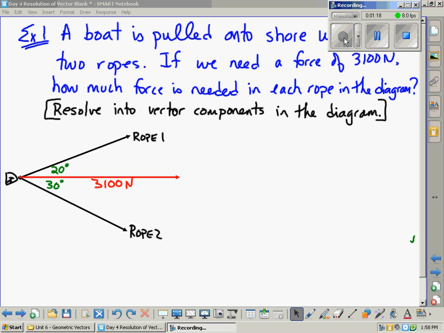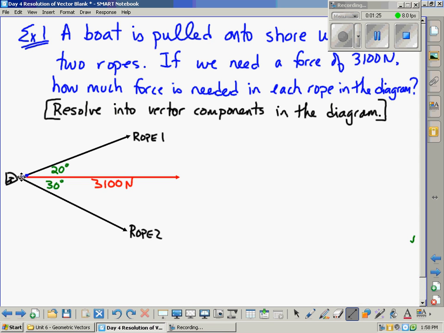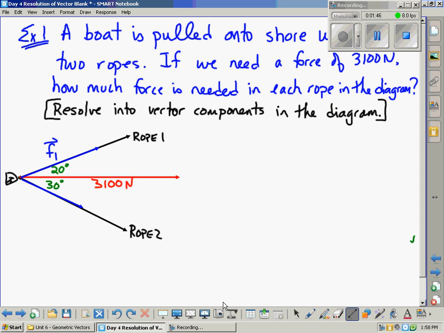So let's try and imagine what these vectors would look like. So I'm going to grab my blue vector here, and I know that there is going to be some vector in this direction, sort of like the vector that I drew before. So I'm just going to guess that it's about that long, and I'll call that F1. Then we're going to add a second vector along rope 2, maybe that long, and call it F2.